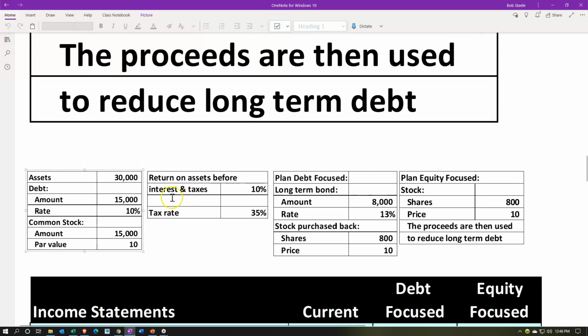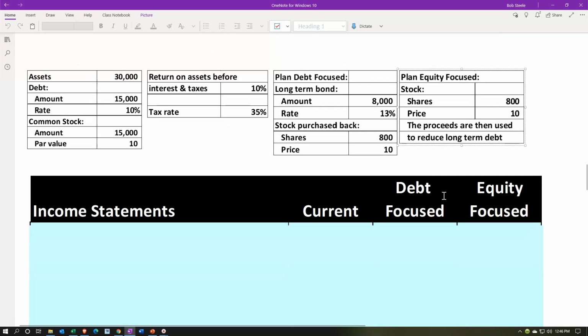So then if we had our same information up top here in a little bit smaller framework, we can go through our worksheet.